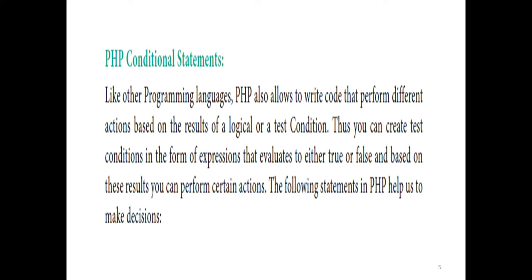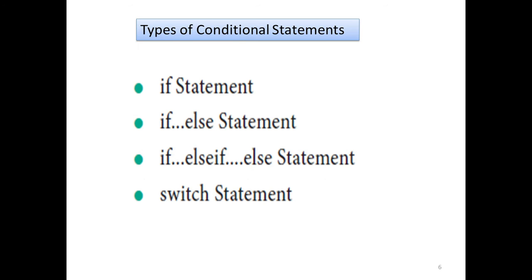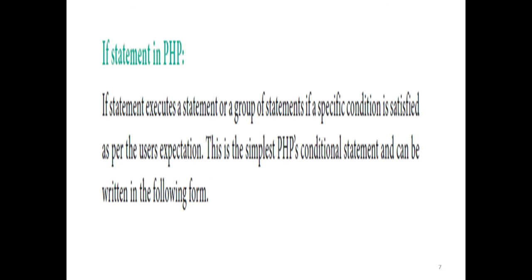So the following statements in PHP help us to make decisions. It means very simple. If you check a condition, for example you check whether your age is greater than or equal to 18. It's an example to you. If it is true, it goes to one path. If it is false, it goes to the other path. In PHP, we follow 4 statements. What are they? If statement, if else statement, else if statement, switch statement. We learn one by one.